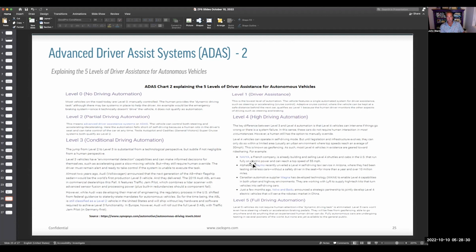Level 5 and level 4, this is interesting stuff. Names like Waymo, Nvidia, Magna, Volvo, Baidu. This is where the players are looking for taxis. Taxis are going to be the big issue over there for level 4 to start.